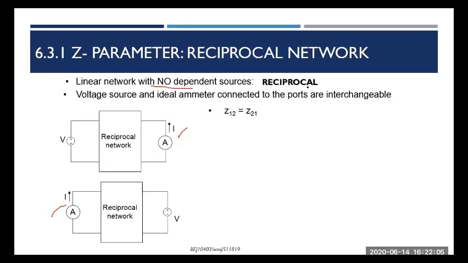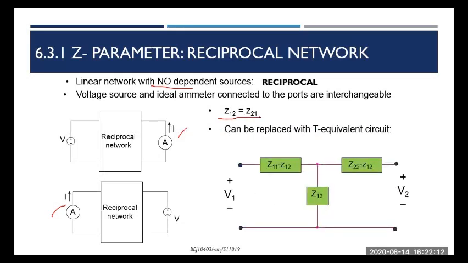Okay, so what happened is, during the reciprocal network, your Z12 should be equal to Z21. And it can be replaced with a T equivalent circuit. Remember that your circuit before this is called the Z parameter. The equivalent Z parameter circuit is, you have, this part is different. This is your input, and this one is at the input part, and this one at your output part.